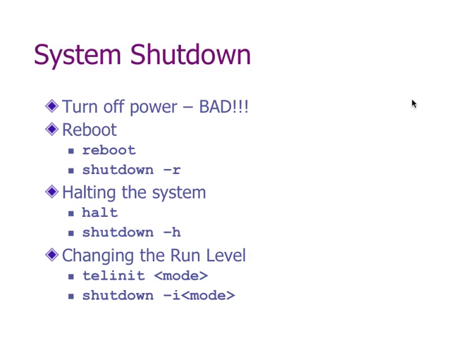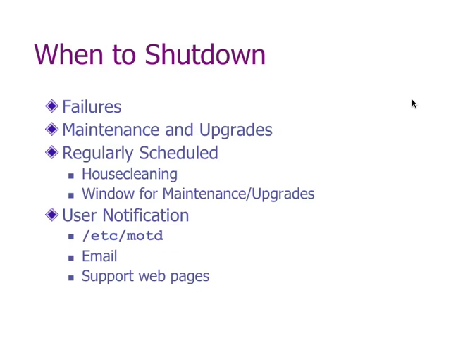Changing the run level, you can do shutdown -i for different modes, which means shut down just this user, or shut down the entire system, or shut down all telnets, or shut down external remote users or something. So when to shut down? Well, when you have failures, when you're maintaining, upgrading, regularly scheduled housekeeping. User notifications: you can actually send out emails. You're going to have support pages and things like that that actually say shutdown status. You can set the status and shut the system down, essentially.